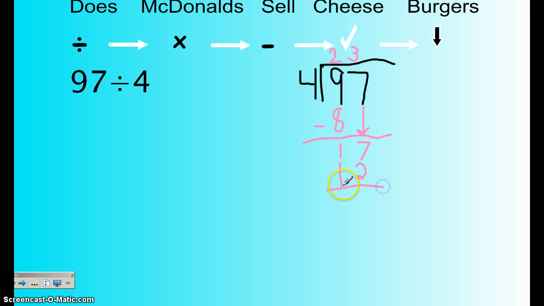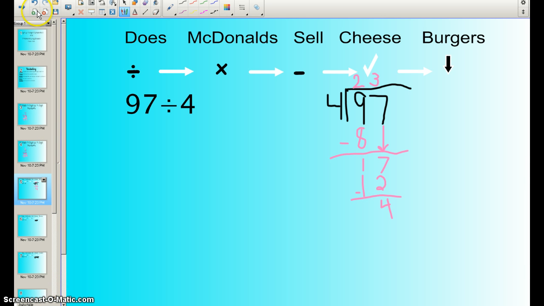I'm going to subtract. 7 minus 2 is 4. Well, boys and girls, this number must be smaller than my divisor. So I've made a mistake, and I have to go back and look and see where my mistake was. I know this number could have been bigger.